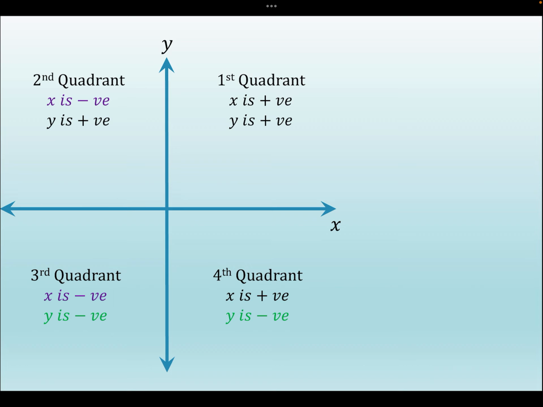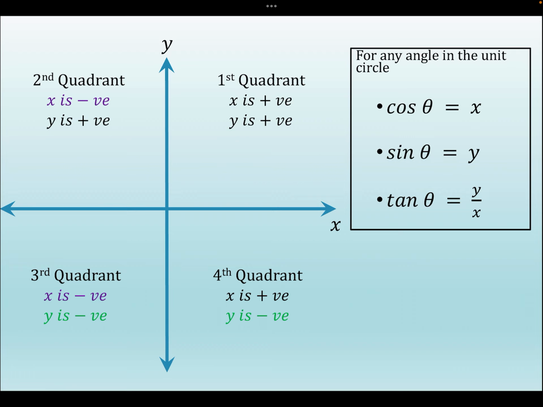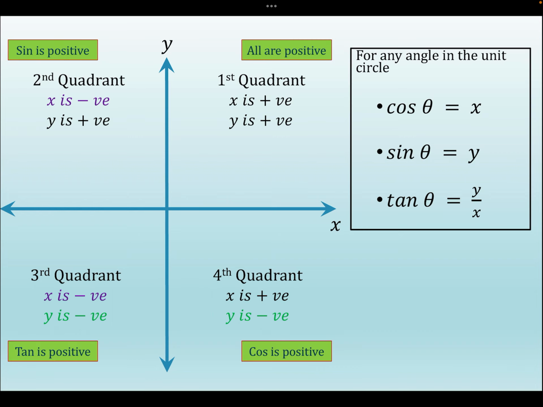Alright, now, we know that looking at the quadrants, all the coordinates in the first quadrant are positive. X is positive, Y is positive. Different for second, third, or fourth quadrant. So let's consider the trigonometric ratio. So for any angle in the unit circle, cos theta is x, sine theta is y, tangent theta is y over x. So therefore, let's think about first quadrant. First quadrant, because x and y are positive, therefore cos theta, sine theta, tan theta all are positive.